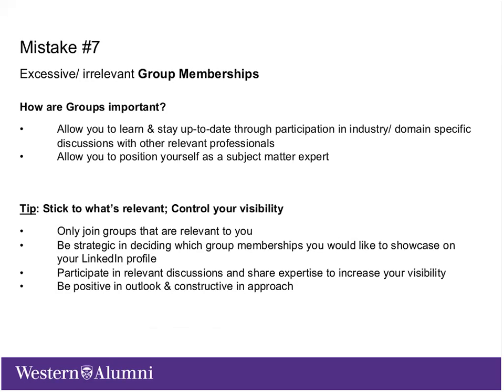Mistake number 7 is having excessive or irrelevant group memberships. We want to make sure that while we can join up to 50 groups, we also take advantage of the fact that the groups that we do join are relevant. Remember that for the most part, group membership is public. You can certainly turn off this functionality, but for the most part, people keep that open.